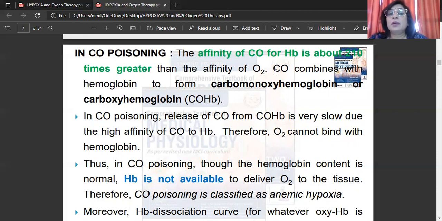So carbon monoxide combines with hemoglobin to form carboxyhemoglobin.